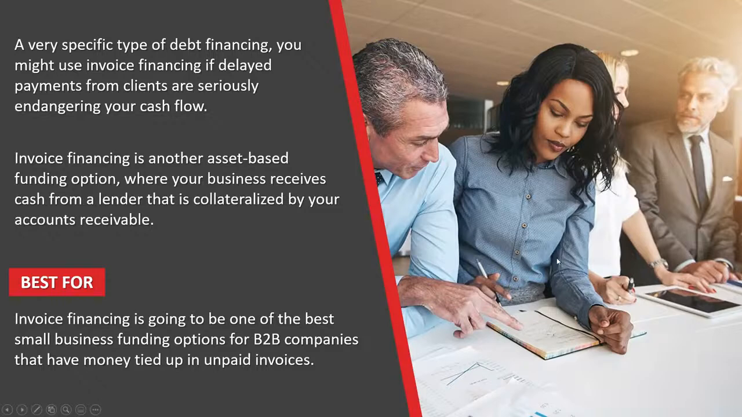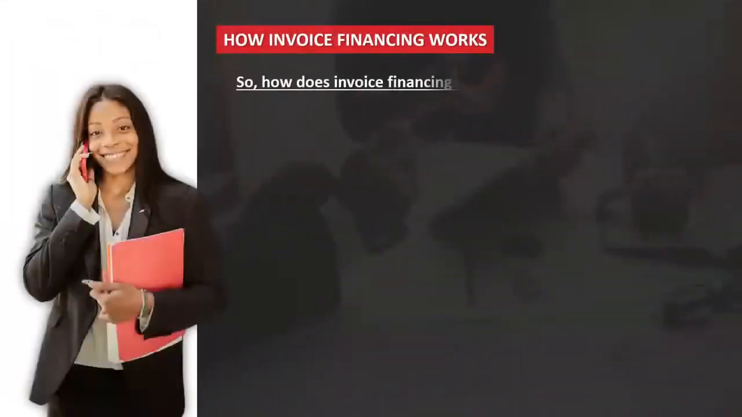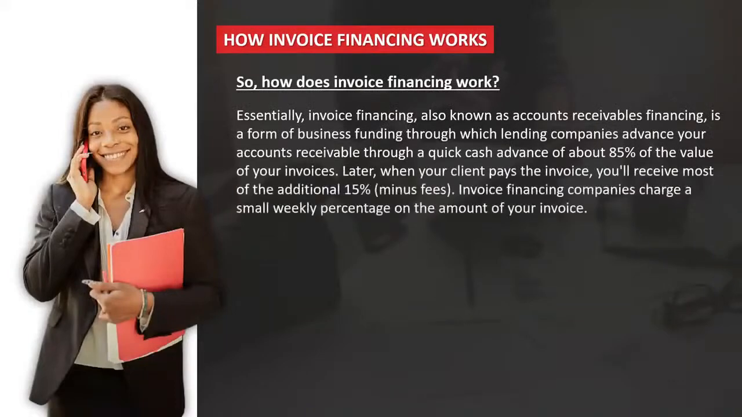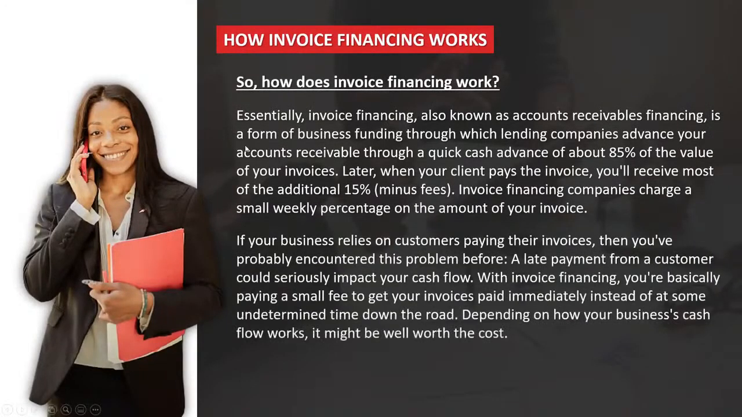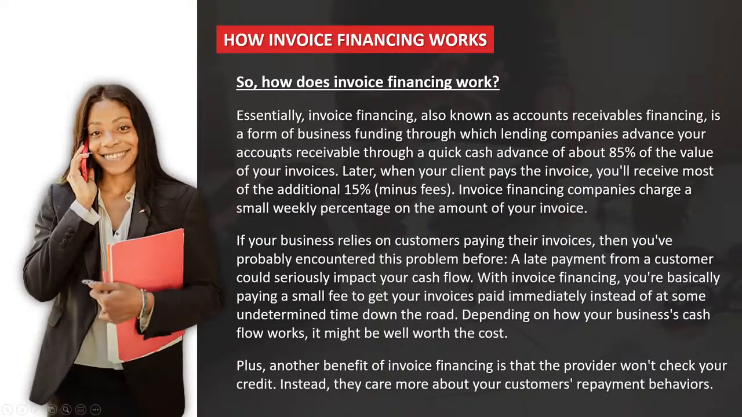Another name for invoice finance is factoring loans. Pretty much somebody is fronting you the money, giving it to you up front based on your receivables. So we want to look at how invoice finance works. Essentially, invoice finance, also known as accounts receivable finance or a factoring loan, is a form of business funding through which lending companies advance your accounts receivable through a quick cash advance of about 85% of the value of invoices. Later, when your client pays the invoice, you'll receive most of the additional 15% minus fees.